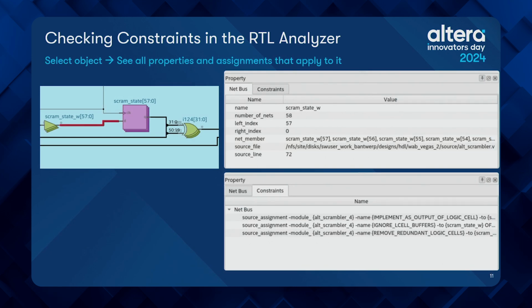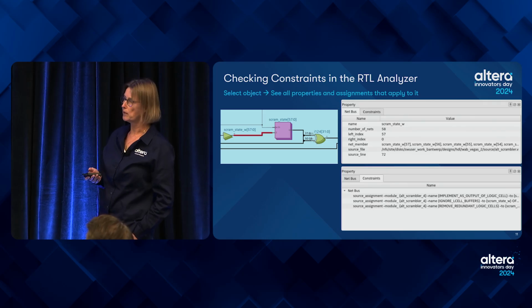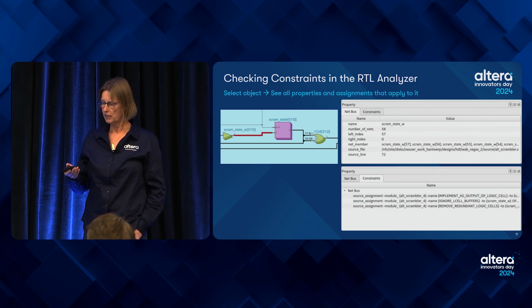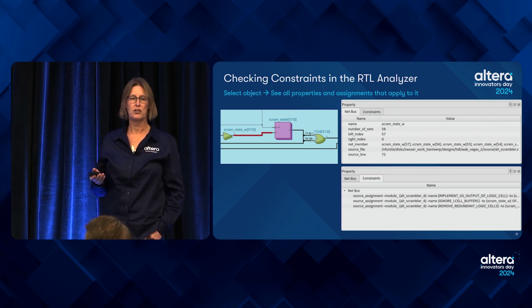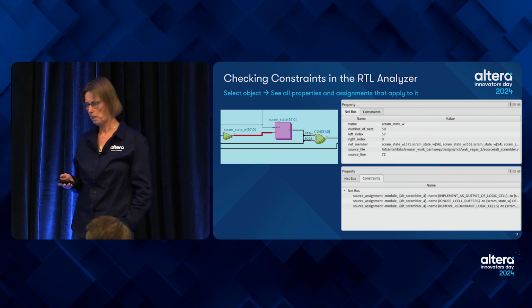And then the other way around, if you're in the schematic viewer and you select some object, it will show you all the properties of that object. In this case, for example, it's a net bus, a bus with 58 nets in it. You can see the source file that it came from and the line number. And then in the second tab, the constraints will show you all the assignments that apply to this object.